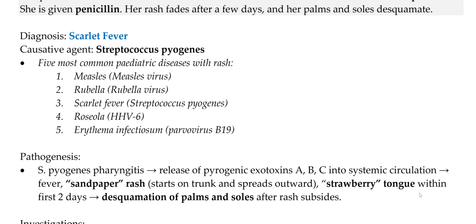Now, this bacteria releases pyrogenic exotoxins, which usually induce fever, that is A, B, and C. And this toxin enters into systemic circulation, and that is the reason it causes this fever. It causes this sandpaper-like rash, which usually starts on the trunk and then spreads outward. So it starts in the center and then spreads to the periphery. It also shows a strawberry tongue within the first 2 days. And as the rash subsides, it starts to show discoloration of palms and soles.